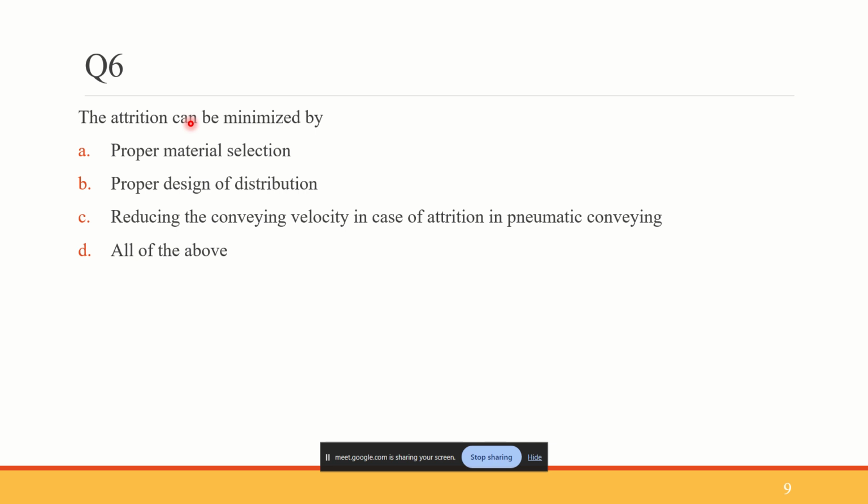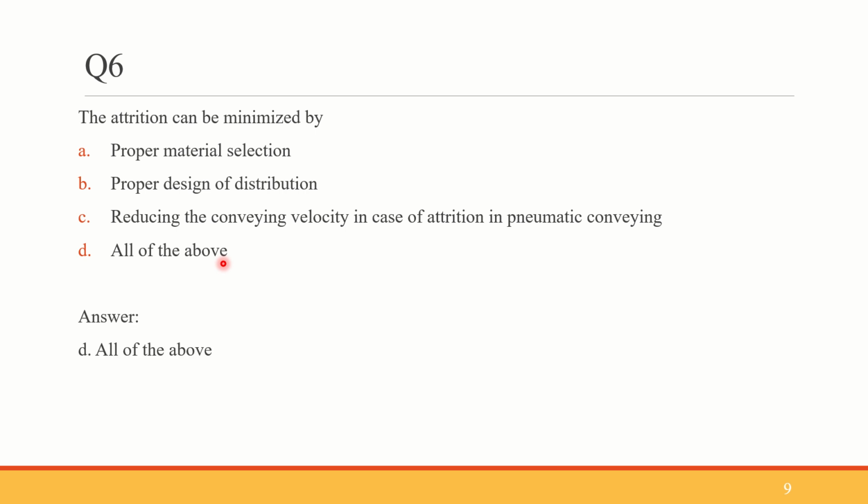Option A, attrition can be minimized by proper material selection. Is that true? Yes, it is true, because we can choose the material in such a way that it cannot undergo attrition in the system under our consideration. The second one, proper design of distribution, is also true. And third, reducing the conveying velocity in pneumatic conveying: if velocity is reduced in pneumatic conveying transport, you can reduce the attrition. So option D is the right answer, all of the above. So we'll go to question 7.